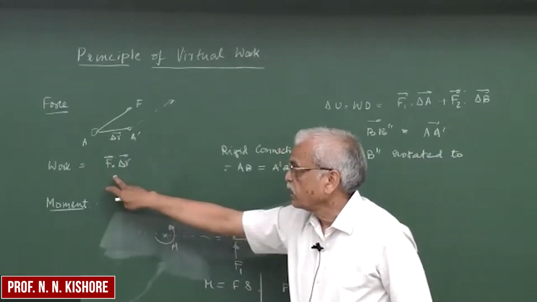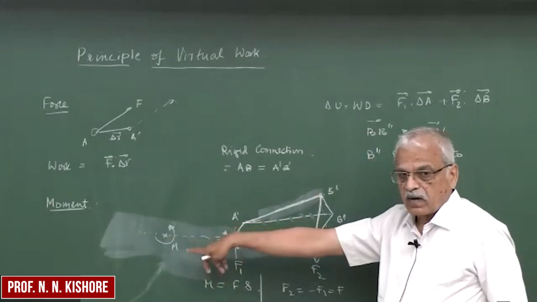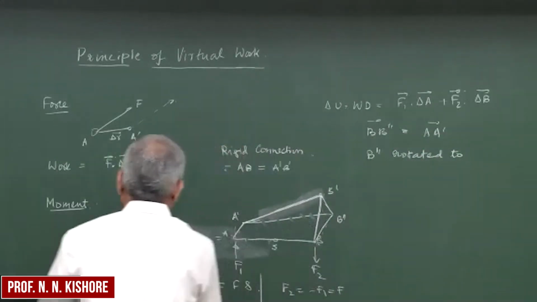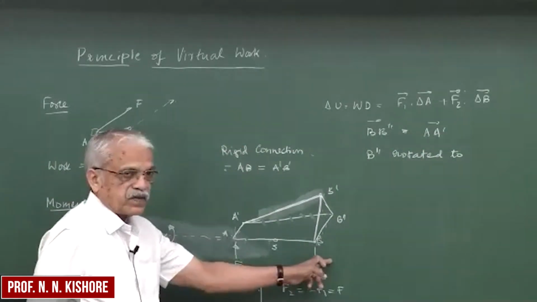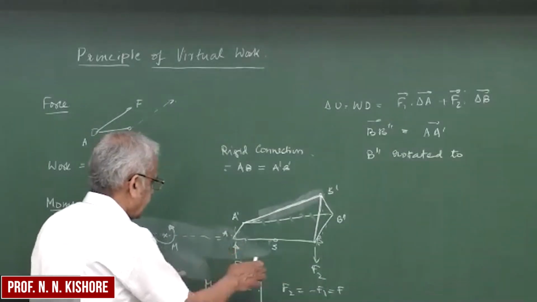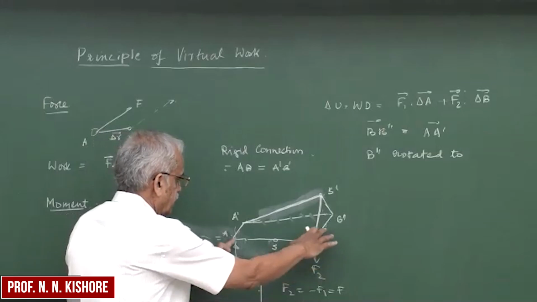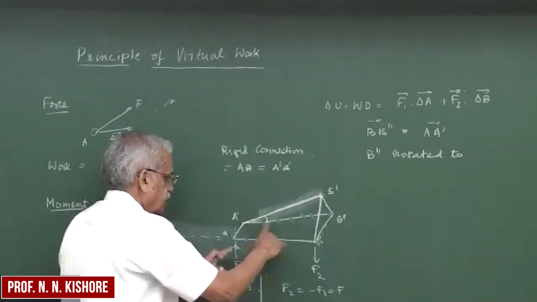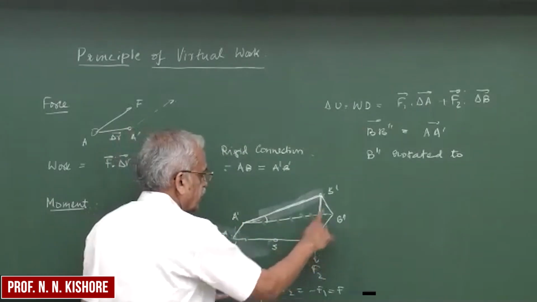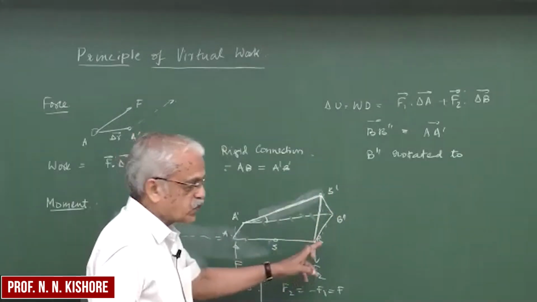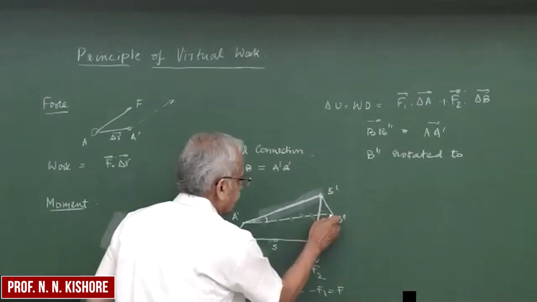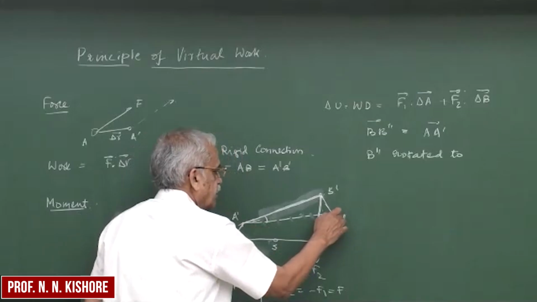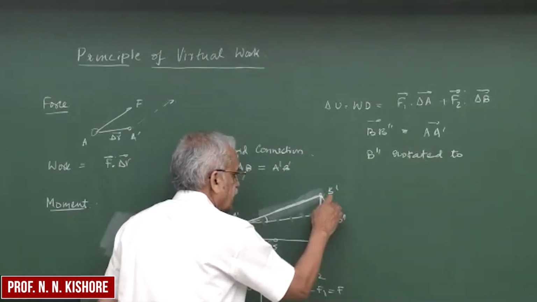So work done by the force is F dot delta R, and work done by the moment is also important for us. The moment here can be replaced by two equal and opposite forces. And then the points A and B here are going to take a new position, at a distance of S. If A goes to A prime, B goes to B prime, which can be construed as consisting of two components. So AA prime and BB double prime are the same, and B double prime B prime is along this line.